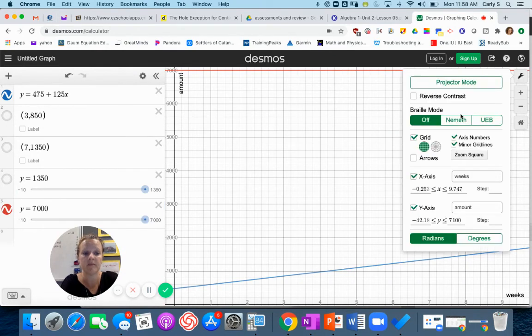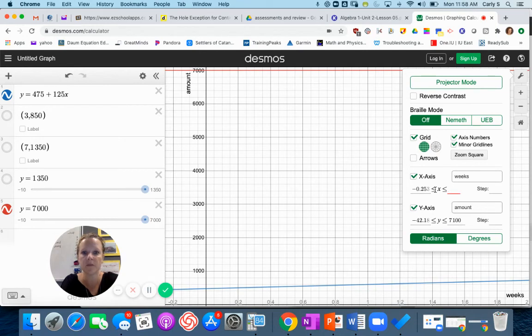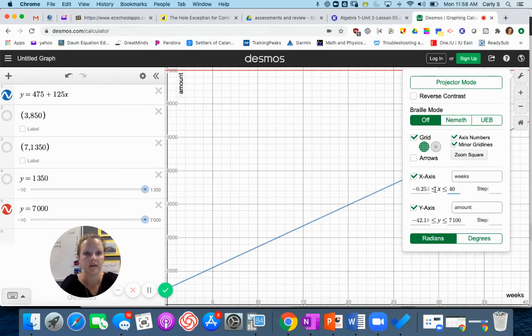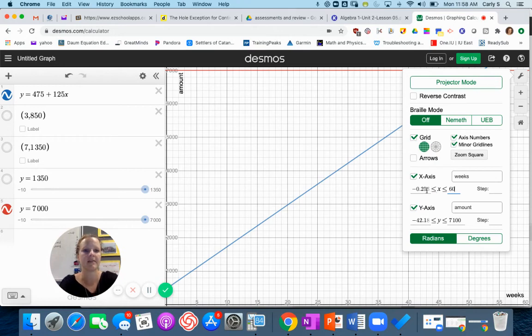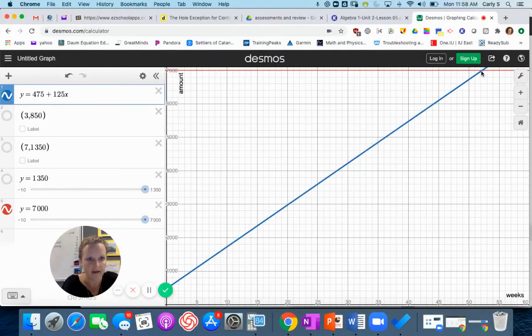I need to see more x values. Nope. So I'm looking for where that red line up high crosses my curve or my blue line. So 40 weeks, 60 weeks. I think that's it. Right there. Okay, $7,000. It took her 52.2 weeks to reach $7,000. That's a long time. Okay, let's see. And really, I can't do 52.2.